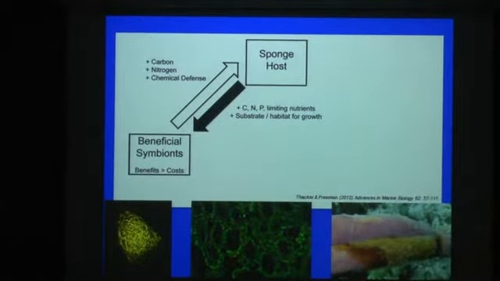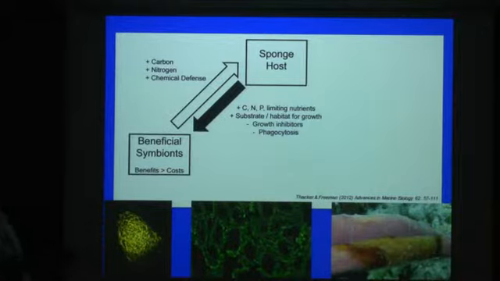All right. So this is our idea of a qualitative model so far. We had a great review of all this work in Advances in Marine Biology last year. And our idea is that with our sponge host, we think they have some beneficial symbionts that are providing either carbon or nitrogen or chemical defenses back to the host. But we think the host has to be supplying something, but we just don't know exactly what yet, whether it's carbon or nitrogen or phosphorus or some other limiting nutrient, right?